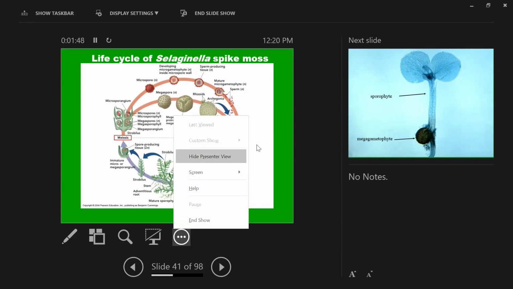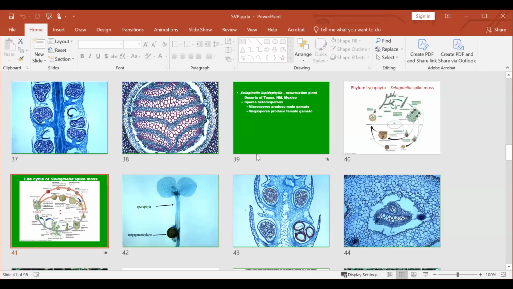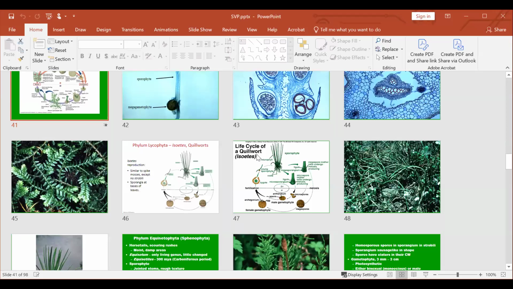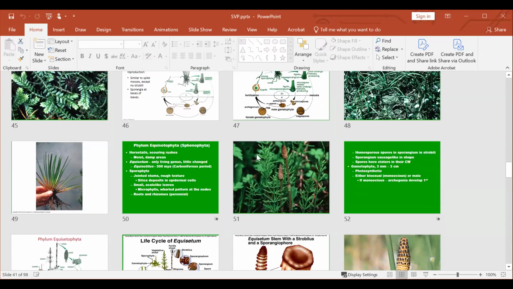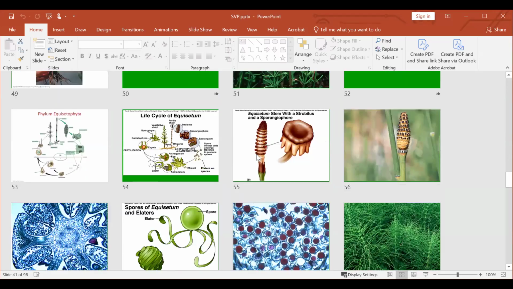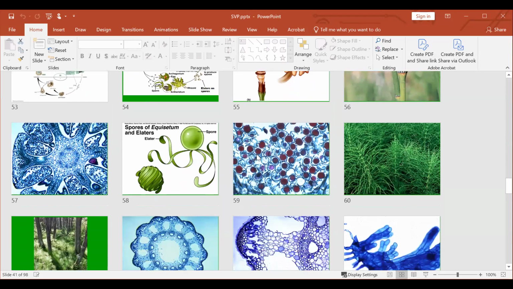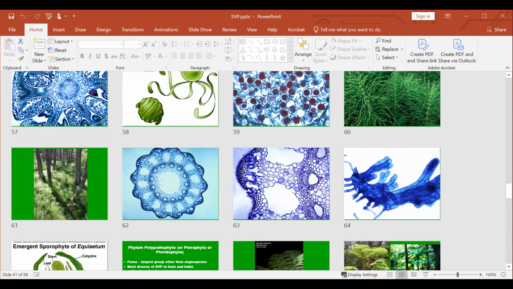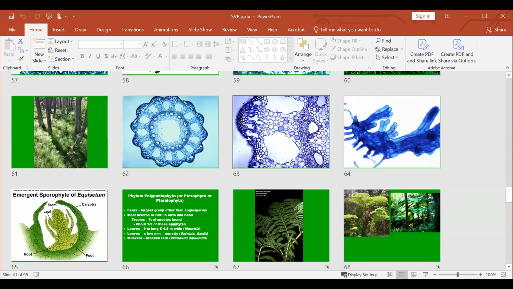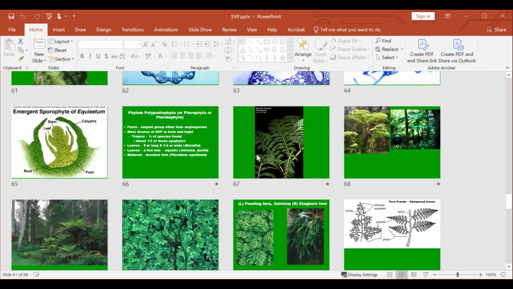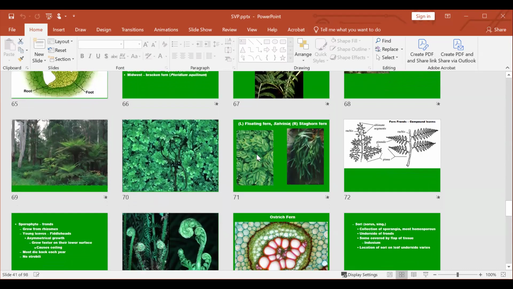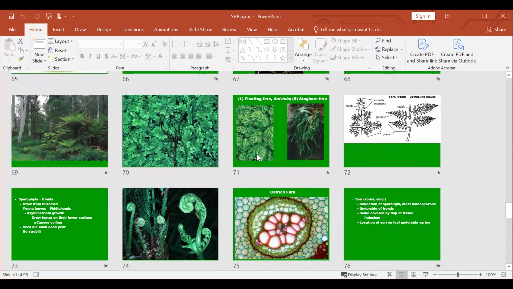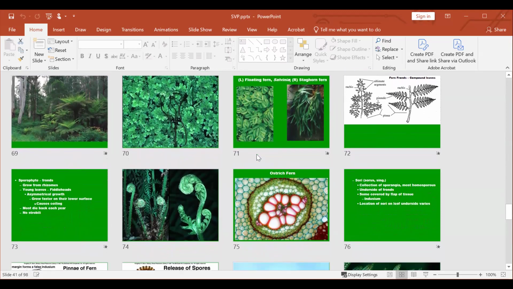Anything else in the seedless vascular plants? Don't forget to learn a little bit about their ecology or their uses.